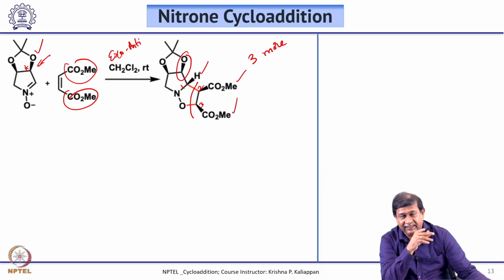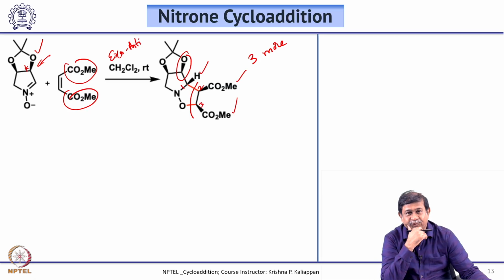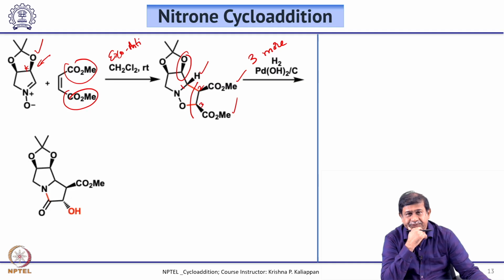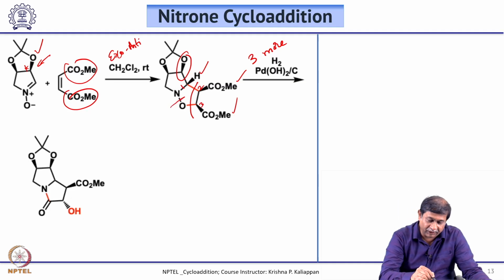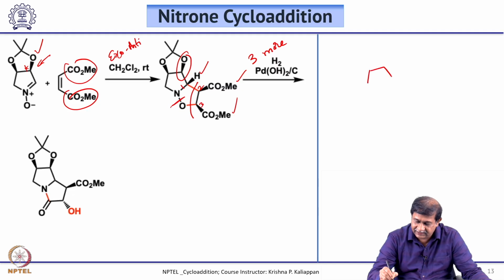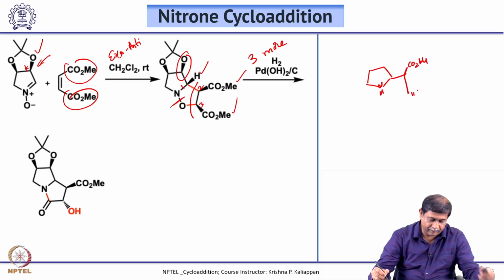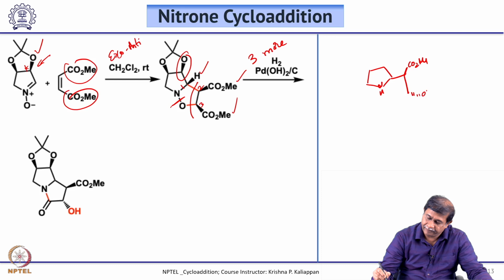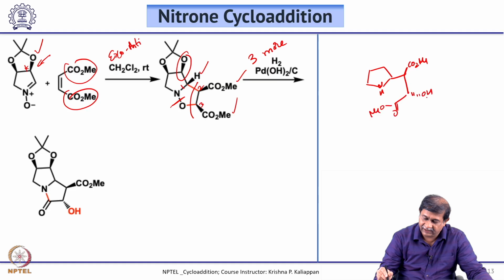Okay. The existing chiral center in the nitrone determines the 3 more chiral centers. So, now you can cleave the NO bond. When you cleave the NO bond, what you get is the corresponding amine as well as alcohol.